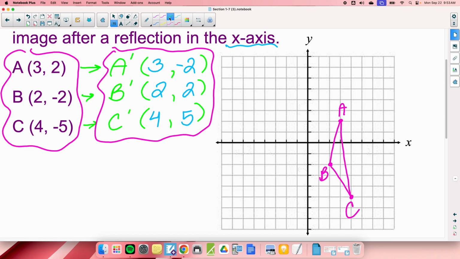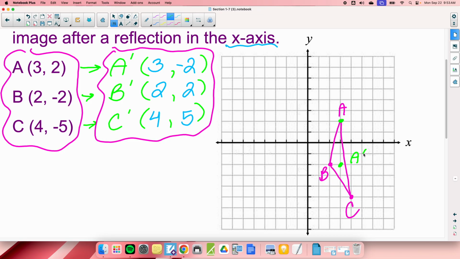I'm going to show you guys a second way to do this if you would rather not use the rule, and then it's up to you which one you use. So we're plotting over the x-axis. If I look at my A right here, what I can do is count straight down how many spots above the x-axis your A is, and it's 2. So then you'd go 2 in the opposite direction, and you'd label that A prime, okay?